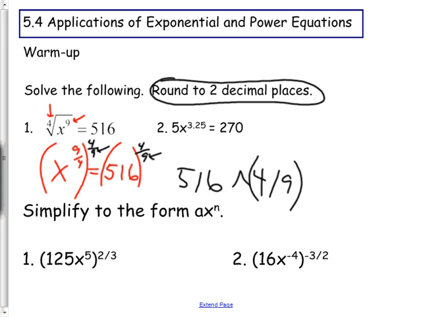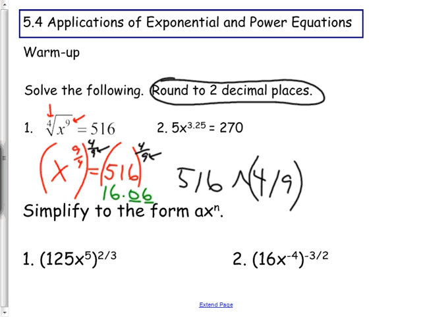Okay, so Mr. Q, what did you get when you typed in 516 to the power of, parentheses, 4/9? 16.055. Now, did you round to 2 decimal places? Not yet. So 16.055 would round to 16.06. That would be 2 decimal places. How many of you had that for your answer?